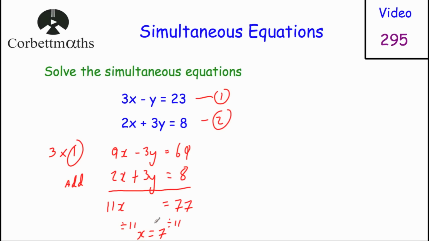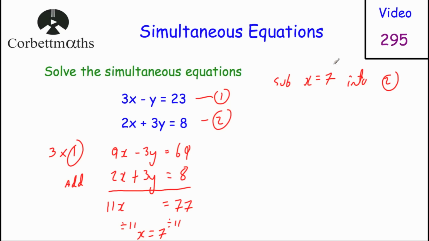So we know x is equal to 7, so let's now find y. Let's substitute this x equals 7 into one of our equations. I'm going to substitute it into equation 2 just because we have positive 3y. And let's write that down. So sub x equals 7 into 2, just to show what we're doing.